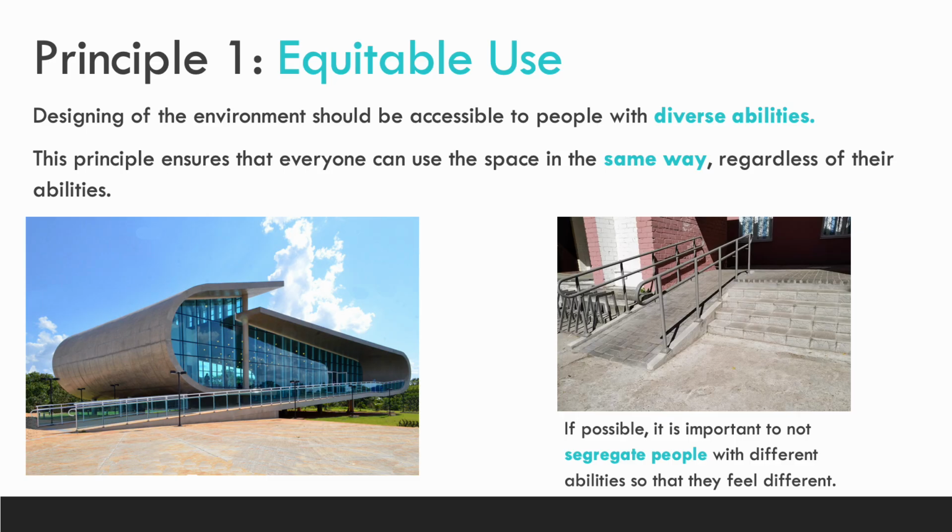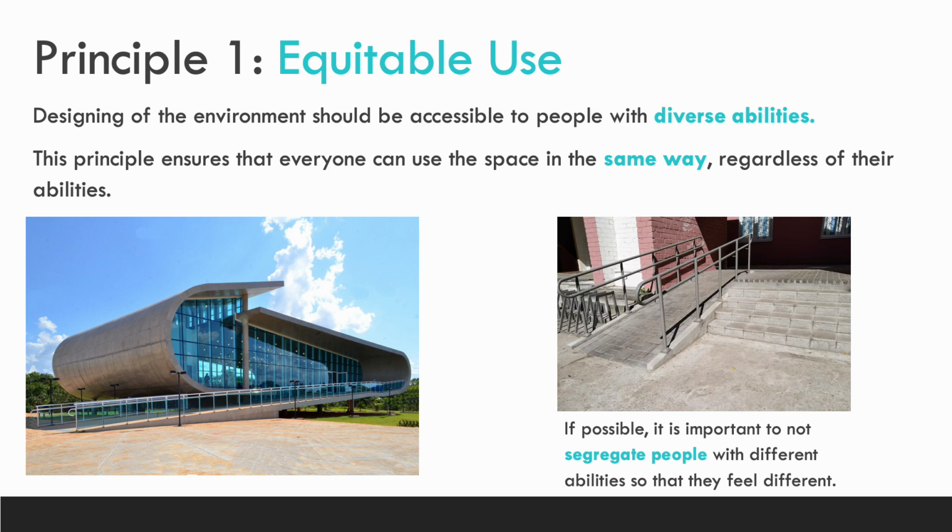The first principle is equitable use. Design of the environment should be accessible to people with diverse abilities. This principle ensures that everyone can use the space in the same way, regardless of their abilities. An example of how you can incorporate equitable use in your space is thinking about the entrance path to eliminate barriers, such as having a ramp entrance for the building. So anybody with any kind of ability can access the building in the same way.